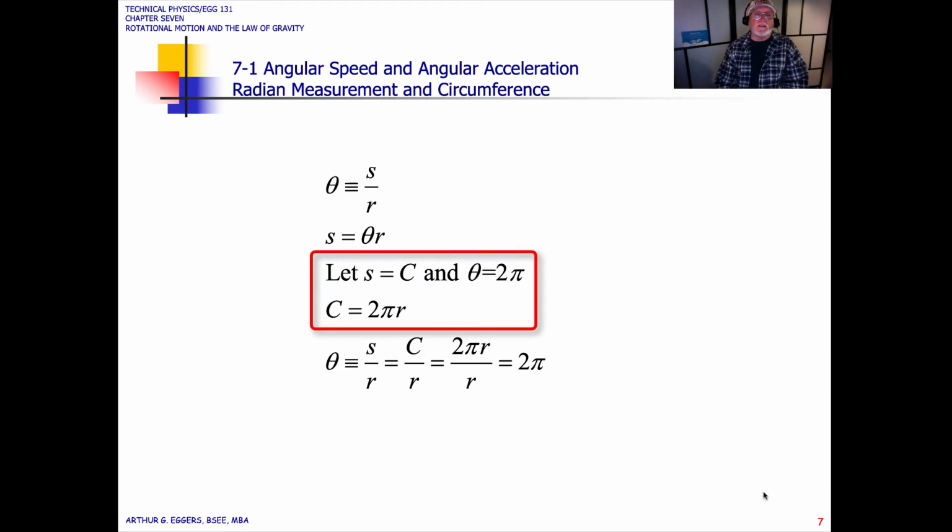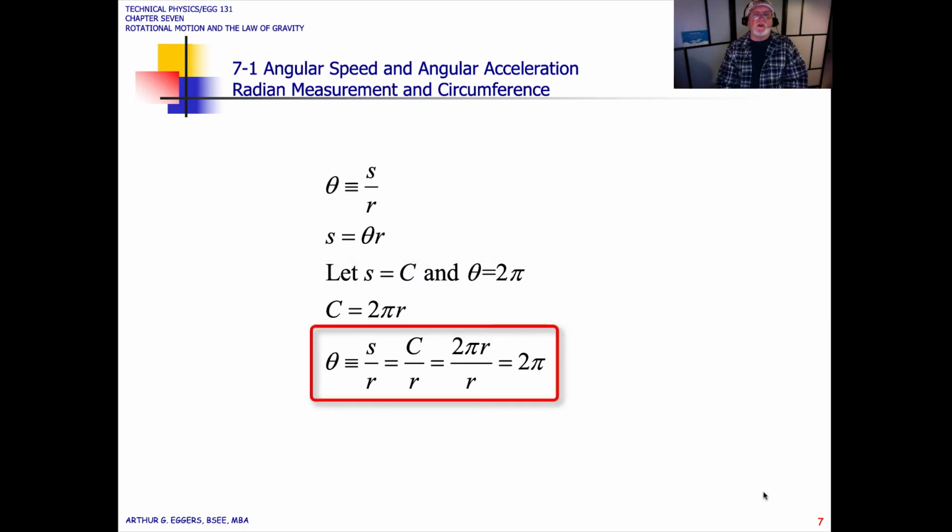So theta, defined as the arc length over the radius, is equal to, if we make the substitution of one complete circle, the circumference divided by the radius, which is 2 pi times the radius divided by the radius. The radius cancels out, and we have theta equal to 2 pi.